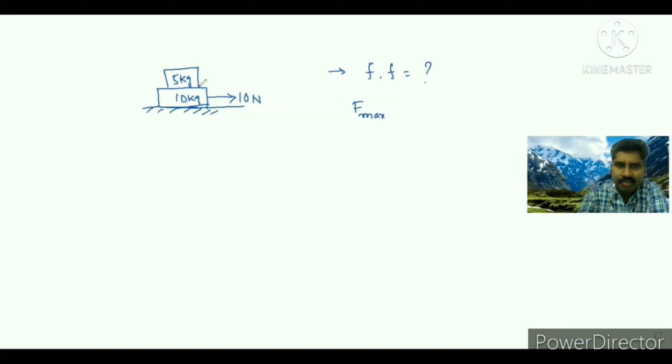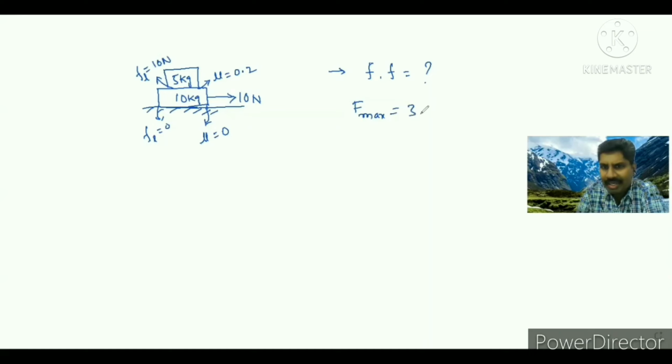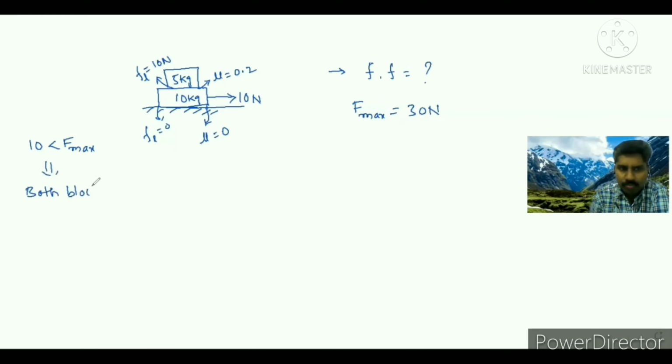Already we calculated, same values we can take. Mu is equal to 0.2, they gave. The coefficient of friction mu is equal to 0.2. Here the applied force is 10 newtons. F max in the bottom block, how much? 30 newtons. It means 10 is less than F max, so both blocks will move together.